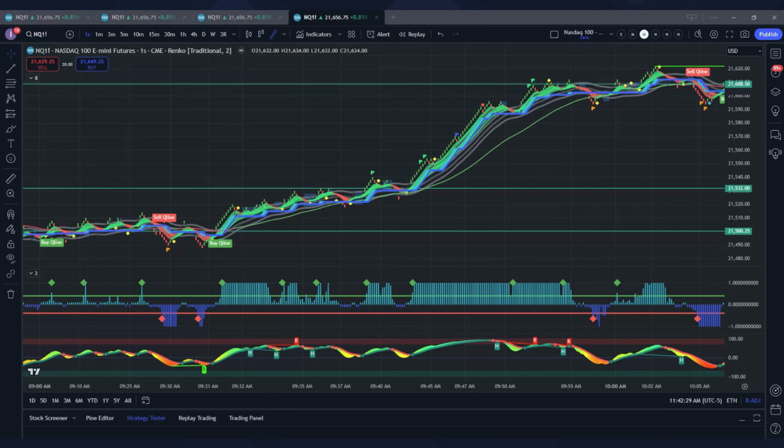Or there are times when I was extremely in sync where I dared to do like a five mini contract, and five mini gives you $100 a point. 100 times 17 is $1,700. Do you have the account to withstand $1,700?